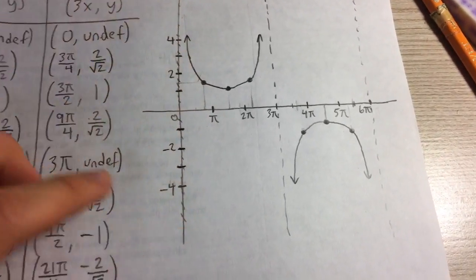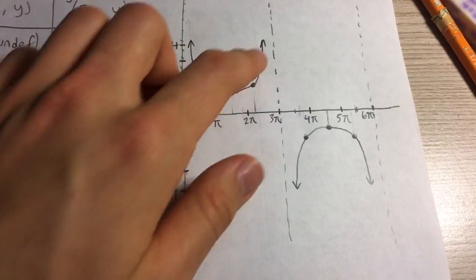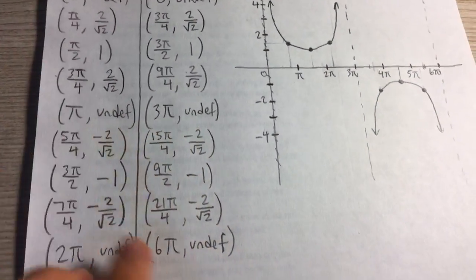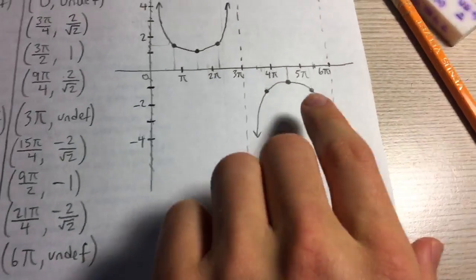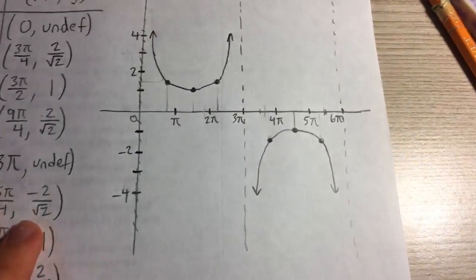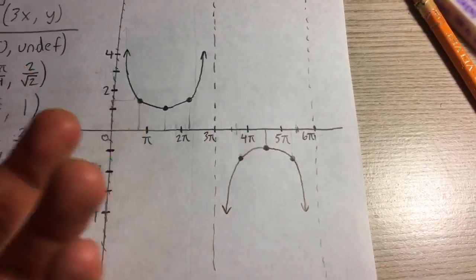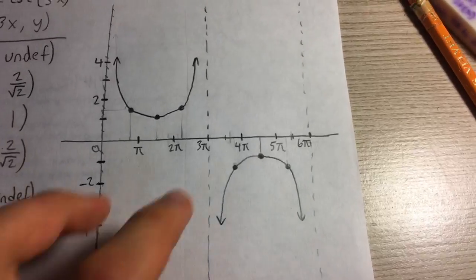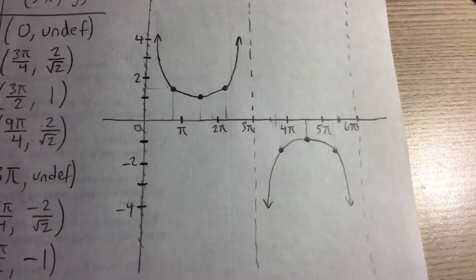You know the asymptotes occur at 0, 3 pi, which originally was pi, and 6 pi, which was originally 2 pi. And so this is one period. If you want to draw or sketch more than one period, you just repeat this to the left or to the right. And there you go.